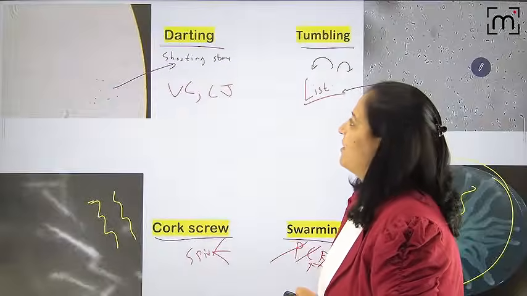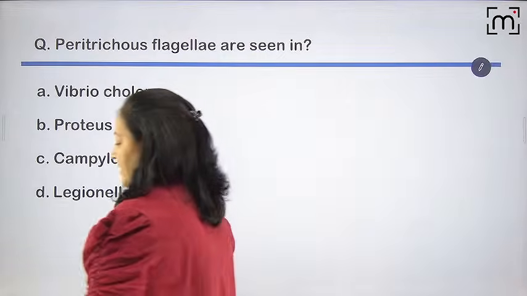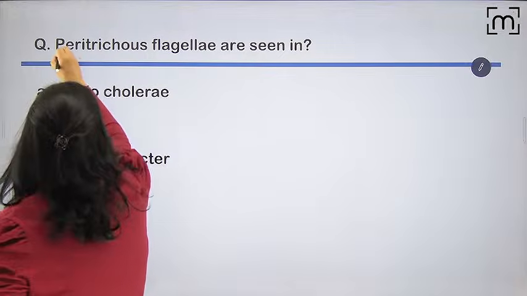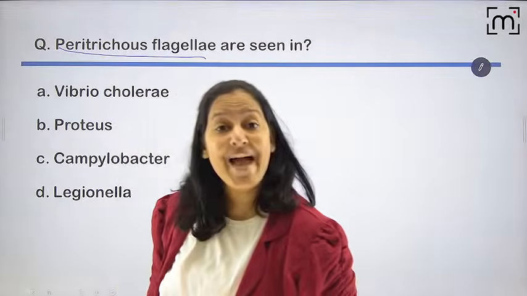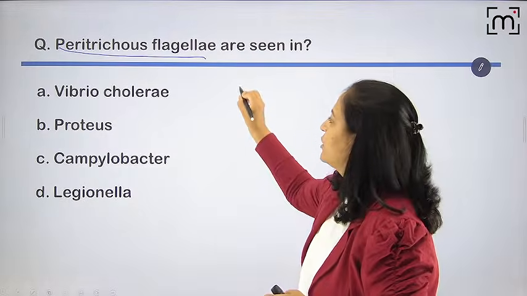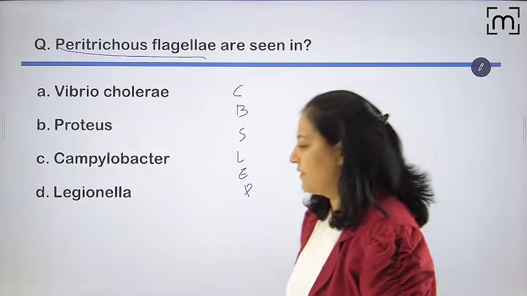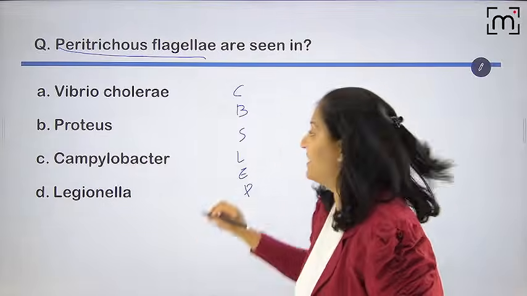So flagella is done. Motility is done. I'm having some questions for you. Would you be able to answer? Read the question, tell me the answer. Peritrichous flagella is seen. Say the mnemonic. What's the mnemonic of peritrichous? Cute, baby, SLEP.